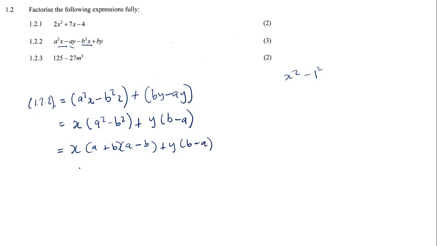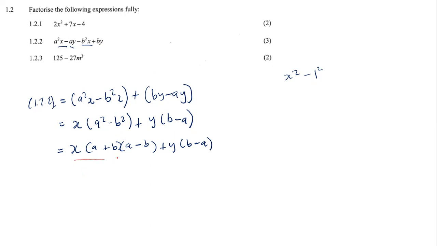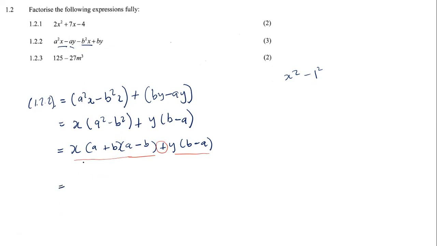Now, how many terms do we have? Be careful. We have two terms. It is this term and that term separated by this plus sign. Out of these terms, we are not done. We still need to factorize. What can we factorize out of these two terms? Apparently, we can factorize a − b or b − a. That's what we need to understand.